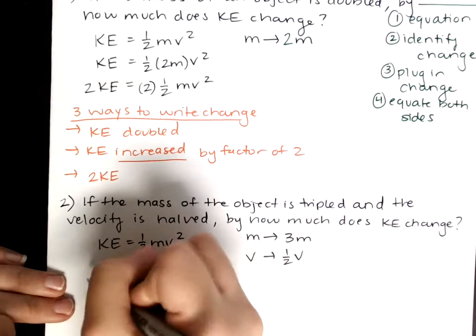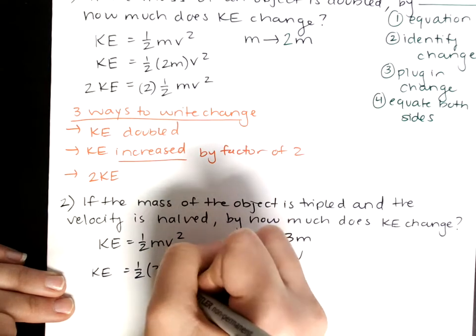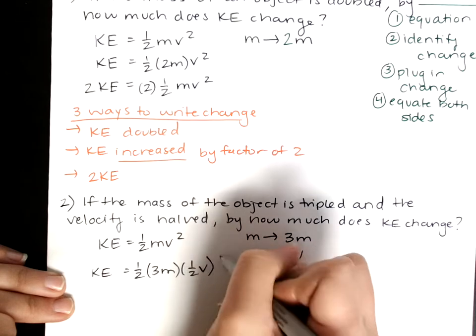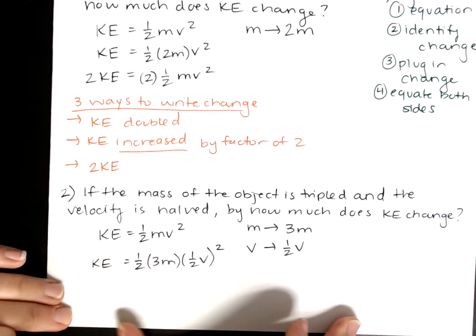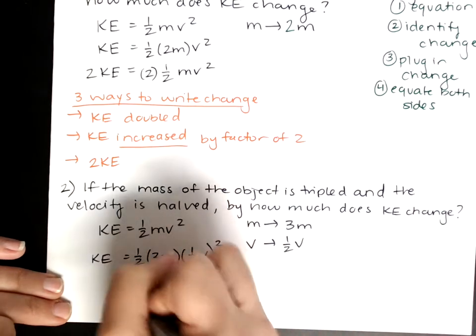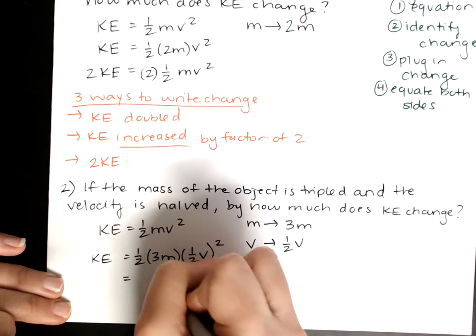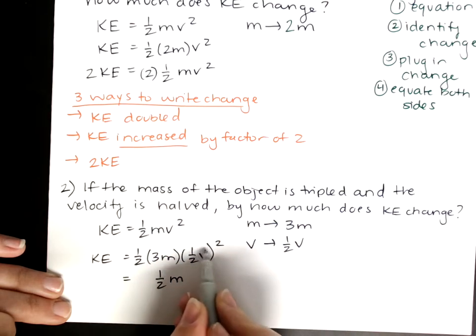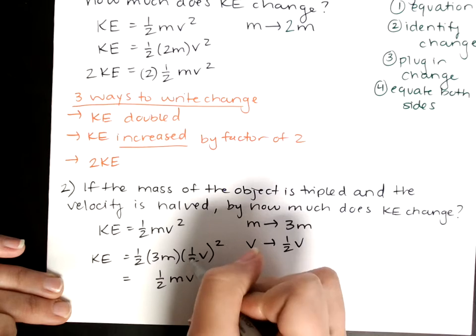So let's plug these changes in. We get KE equals 1/2 and 3m, and our velocity is 1/2 v. We want to make sure that we're still squaring that whole velocity. Okay, the next step is to equate both sides, remembering to pull out the original equation, so the 1/2, the m, and right here we need to square both of these values. So we get v squared right here, and then we get a 1/2 squared, which is 1/4.